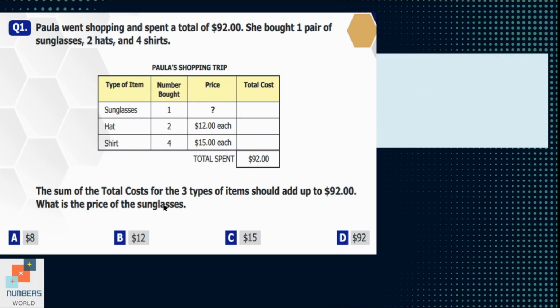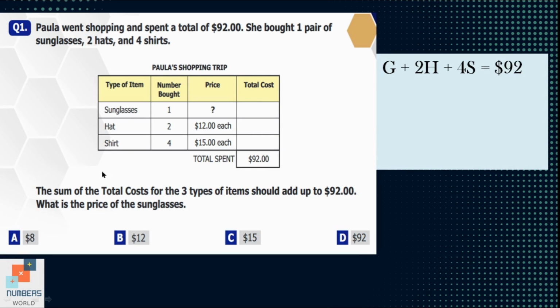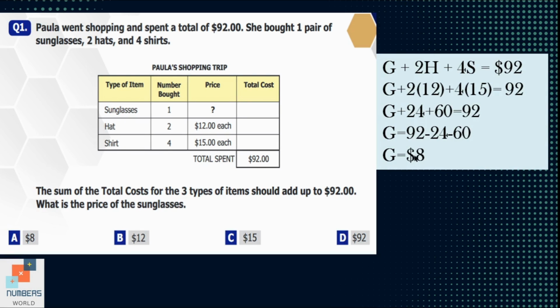So here we know that she has bought one pair of sunglasses, two hats, and four shirts, and the total amount was $92. So we can make our equation like this. The price of one hat is $12 and each shirt is $15. So we can put these values in the equation. After solving it, we may say that one pair of sunglasses is $8, which is our option A.